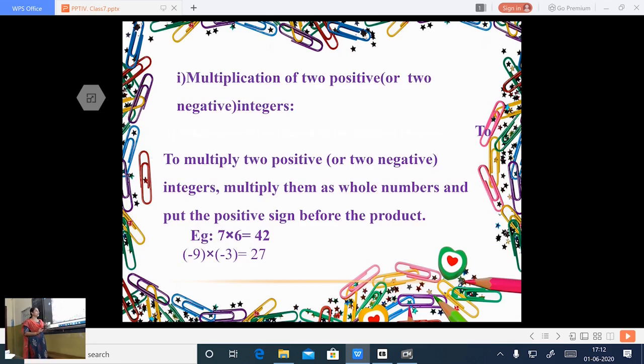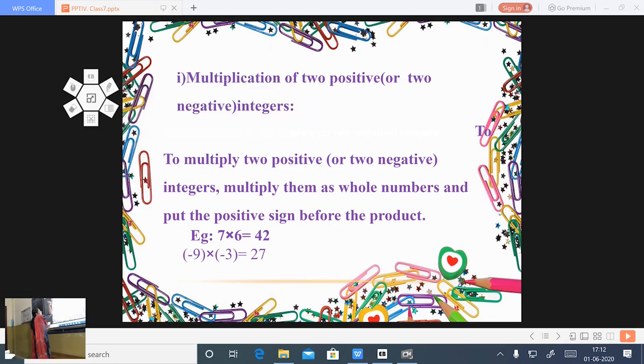First one, multiplication of two positive or two negative integers. The rule is that to multiply two positive or two negative integers, multiply them as whole numbers and put the positive sign before the product.